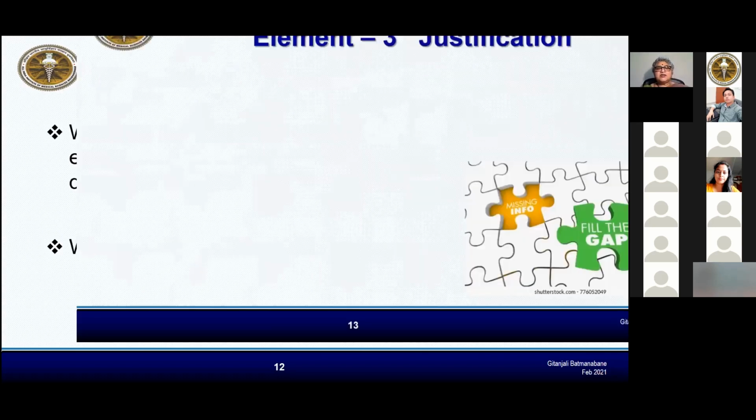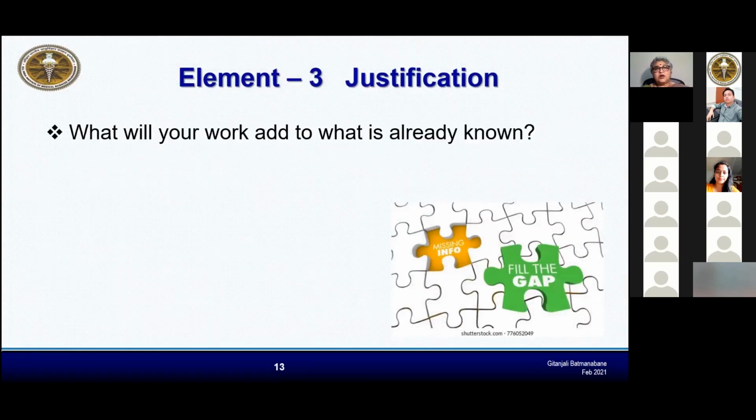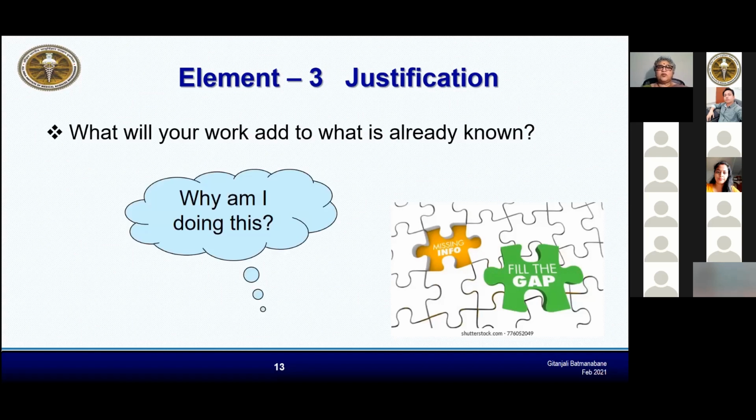And the third part is, how will your work add to what is already known? Why am I doing this? So if I find out this, I will be able to answer these questions. Okay, so what will your work add to what is already known? So why am I doing this? This is the question which will be answered in the third element, your justification.